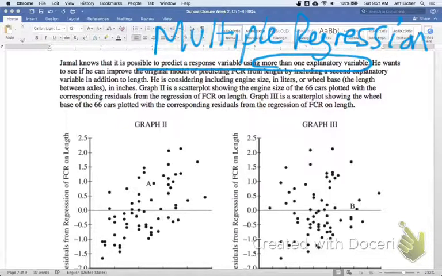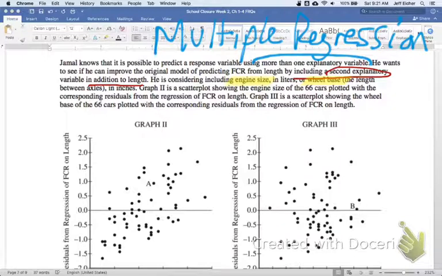In this context, we'd like to predict the fuel consumption rate of cars. Maybe it's not just the length of the car, maybe it's something else. So he thinks he can improve his model by including a second explanatory variable in addition to length. So he's considering engine size, and he's considering the wheelbase, the length between the axles. So maybe the weight of the engine would affect fuel consumption. That makes sense. Maybe the wheelbase, the length between the axles, would affect fuel consumption.